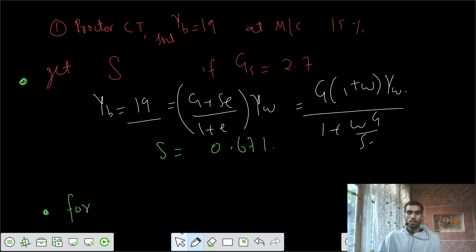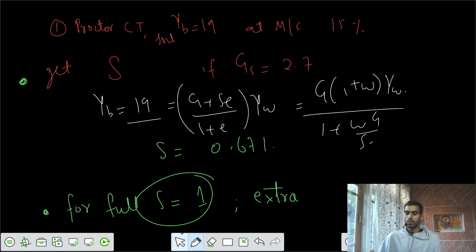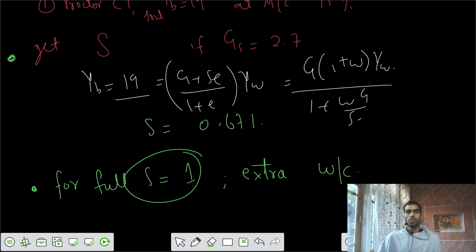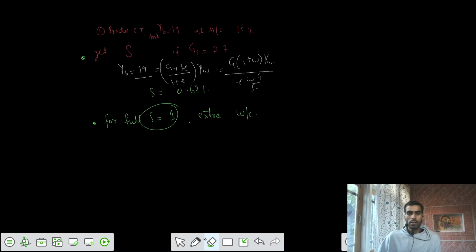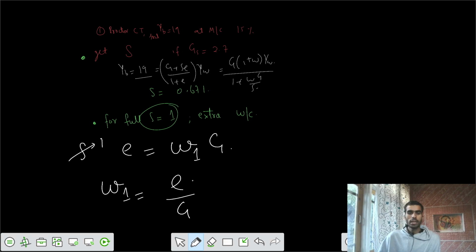Now let's talk about the second part. For full saturation, that's 100% saturation, what is the extra water content we have to add in the soil? So for degree of saturation S equal to 1, what is the water content we have to add? Let's say this is water content W1. Is that E by G, assuming that E remains constant?